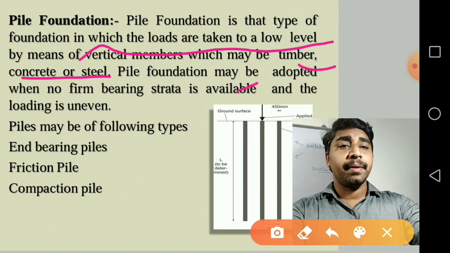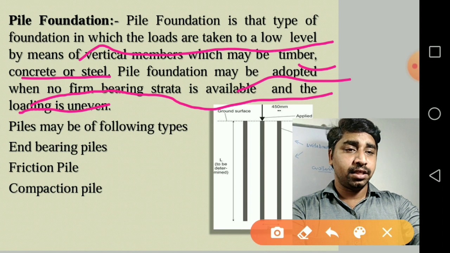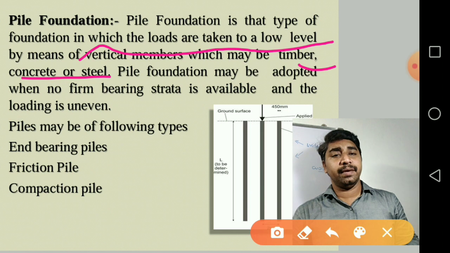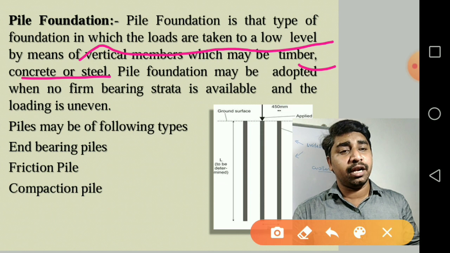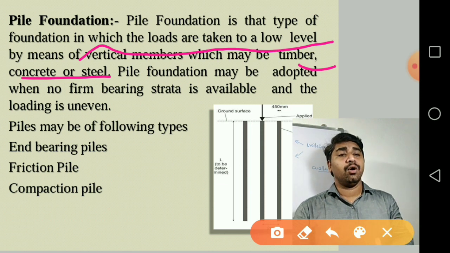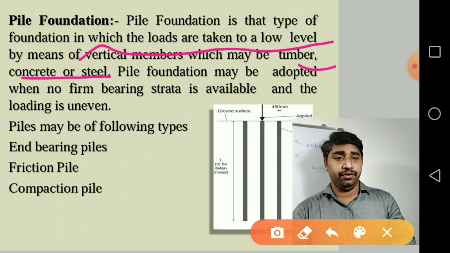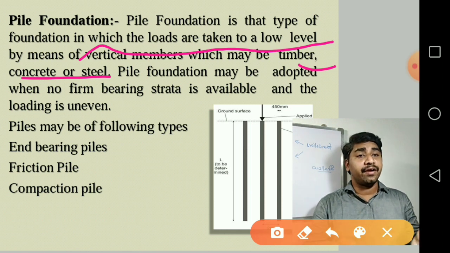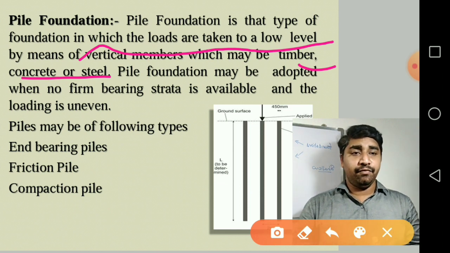So pile foundations may be adopted when no firm bearing strata is available and the loading is uneven. So two cases were discussed here. If there is no firm bearing strata, meaning the bearing capacity of the soil is very low at the top or at a shallow depth, and no hard strata is available at that shallow depth, then we'll go for pile foundations. Next, if the loading is uneven, if uneven loads or vibratory loads are acting on that soil, then also we'll go for pile foundations.